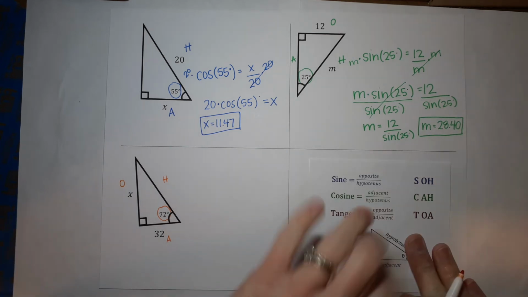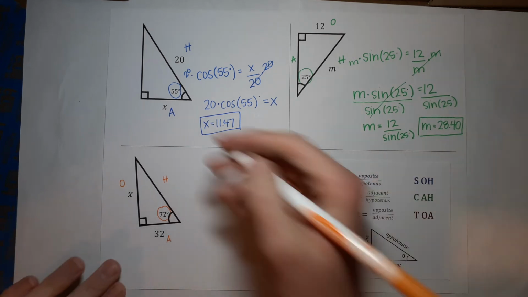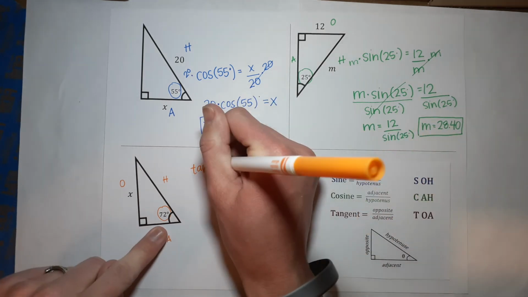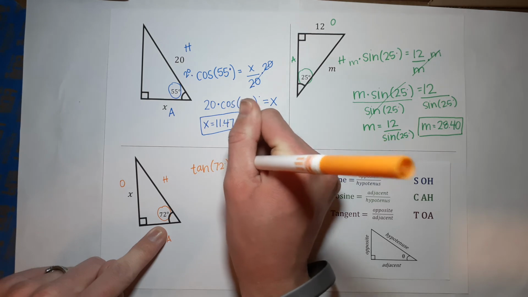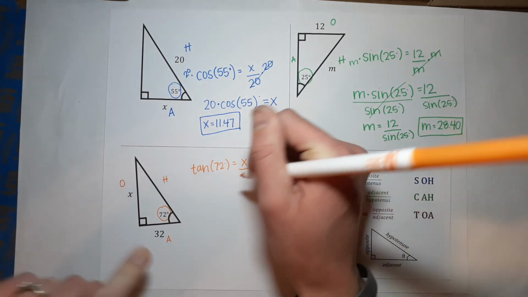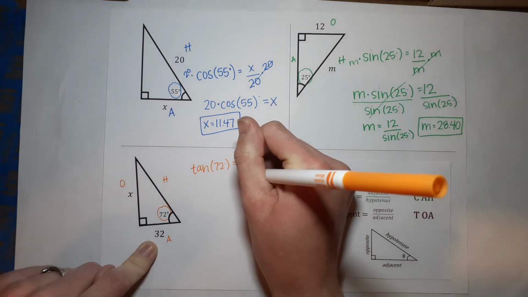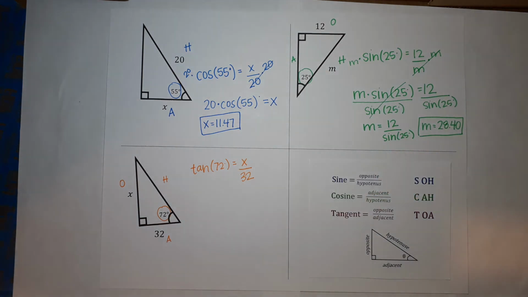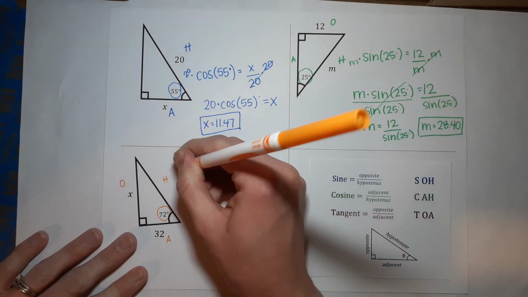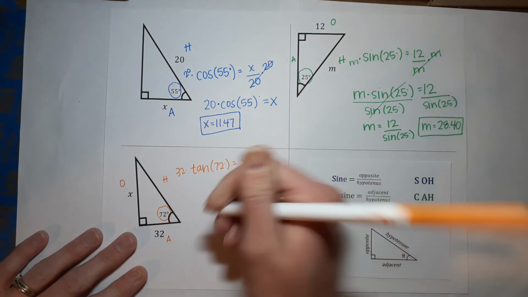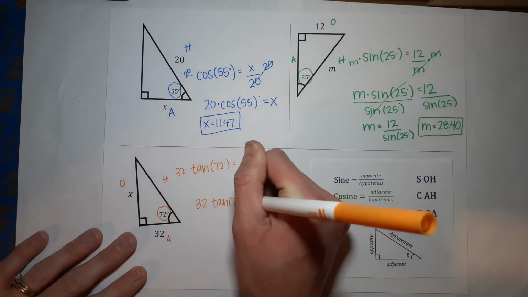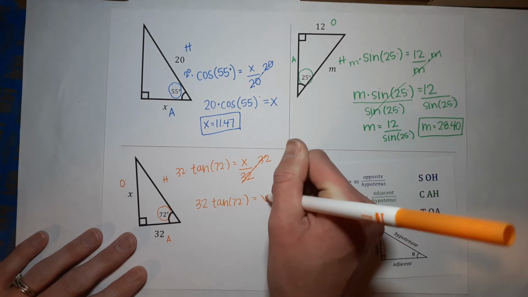Which one uses opposite and adjacent? Tangent does. So the tangent of what? 72 degrees equals opposite, which is my unknown, x, over my adjacent, which is 32. Okay, I just need to get x alone now. So multiply by 32 on both sides. Those cancel. So then over here, I'm left with 32 times the tangent of 72 degrees equals x.